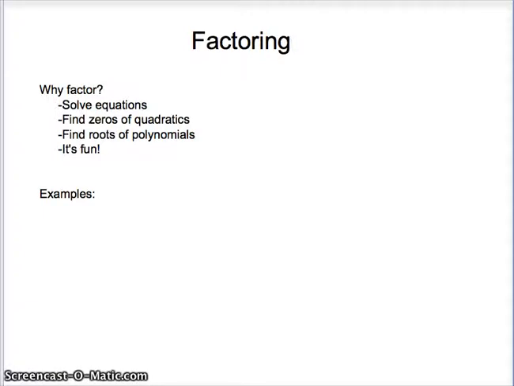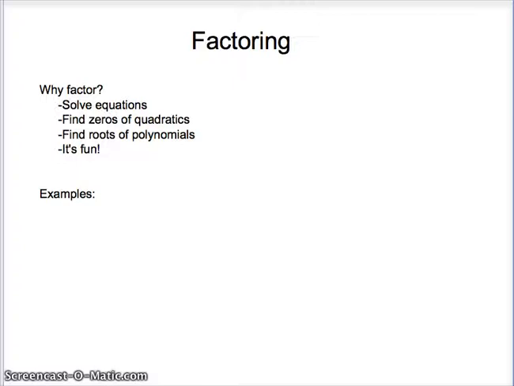Now before we get started, it's important to understand why we factor. One reason, to help us solve equations. Another, to find zeros of quadratics. We can also find roots of polynomials, and it's fun. So let's start talking about it.